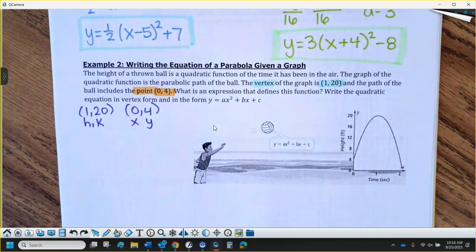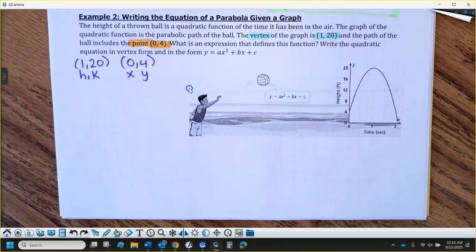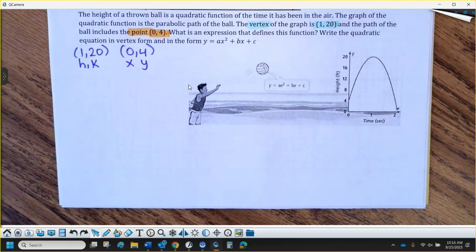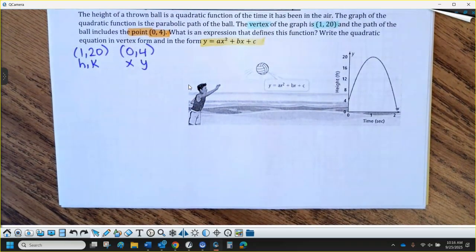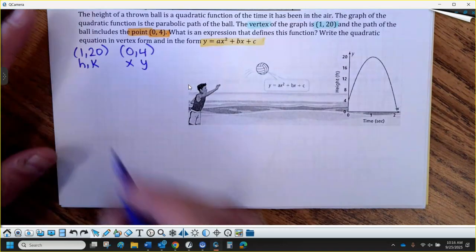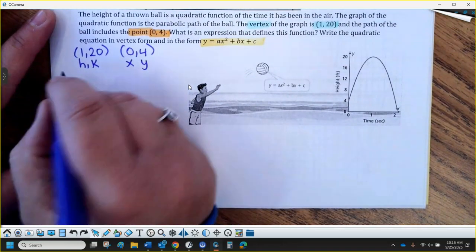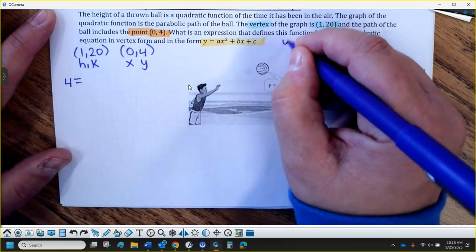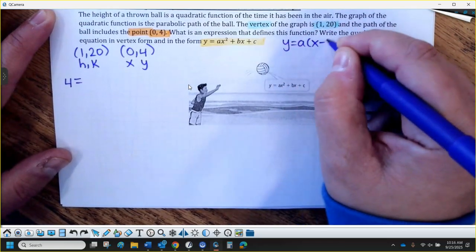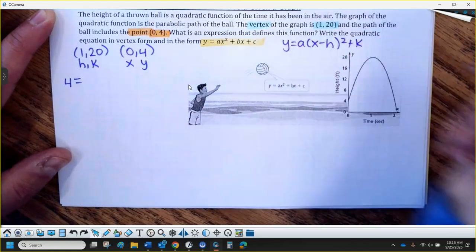When we do this, we're going to have to take this a little step further than we had to in the previous question, because ultimately this is going to ask us to write our answer in standard form. Okay, so I'm going to show you how to do that in a second, but let's do this first. So I'm going to do, let's see, my y coordinate of the point is 4. If you need to see this on the screen, I'm doing the vertex form first.